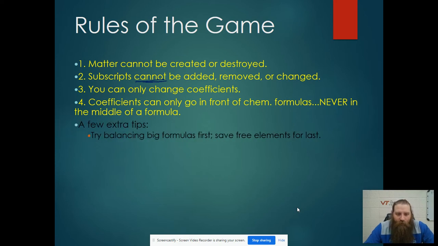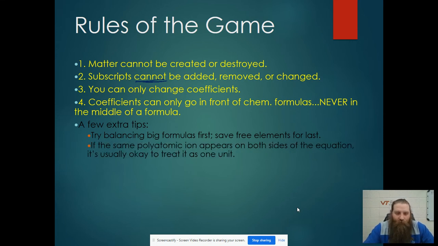A couple extra things. Now, these are my rules to help you. First, try to balance your big formulas first. So if you have something like silver nitrate, AgNO3, that's a big formula. It's got a lot of different elements in it. Try to balance it first. If you have free elements like O2 or H2 or a metal all by itself like Ag in that first equation, leave it till the end. It'll be easy to fix.